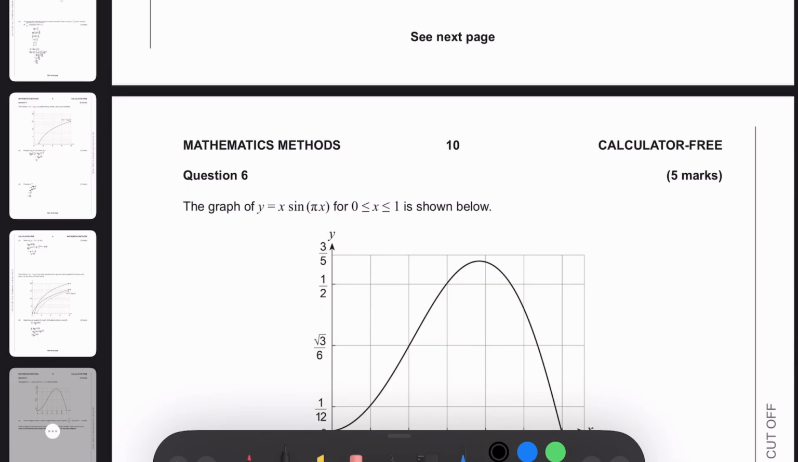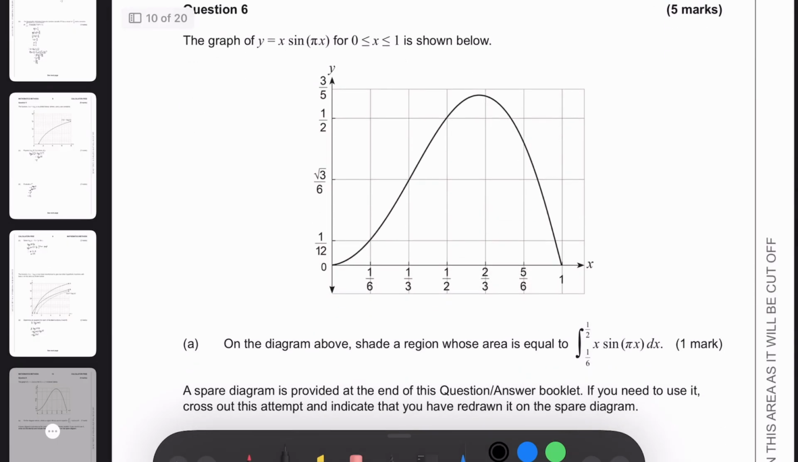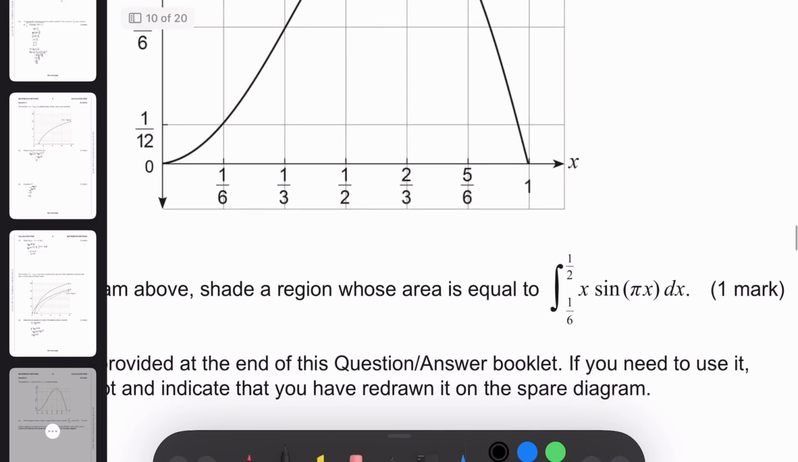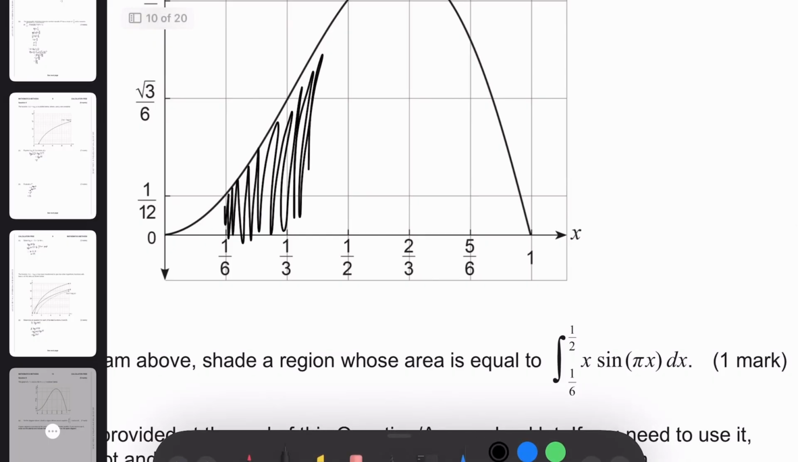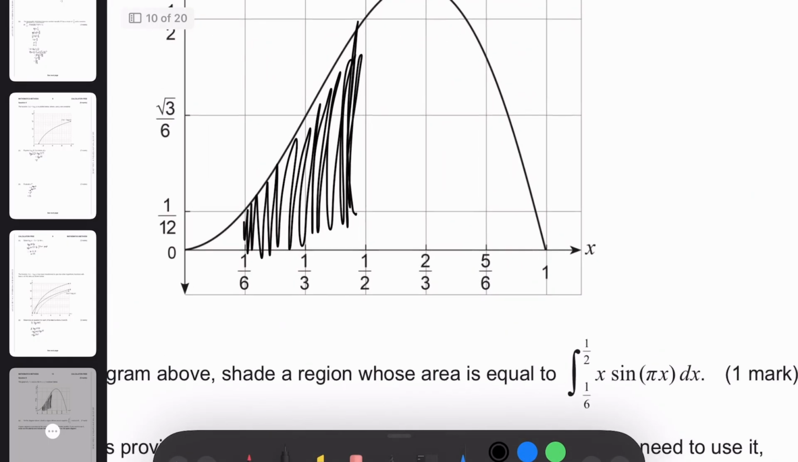Yes, excellent. Okay, a graph of y equals x sine of pi x for 0 to 1 is shown below. In the diagram, show the region whose area is equal to this integral. Okay, so what we do is we just take the bounds here. So we go from 1 on 6 to 1 on 2. And then we just have to shade this region. Very easy, just like that. And since these are our bounds, that's all we have to do. Just shade that region.